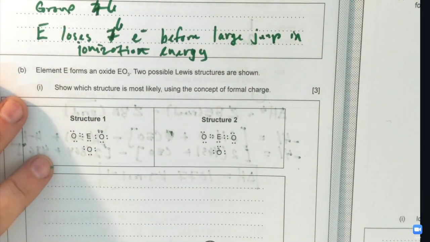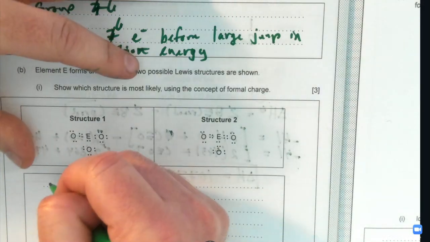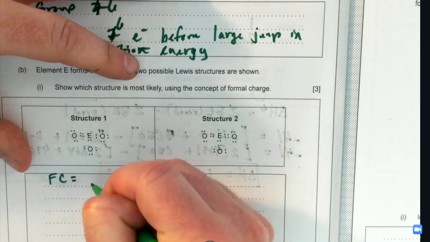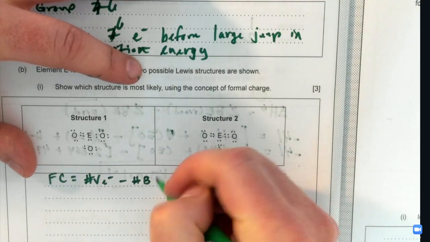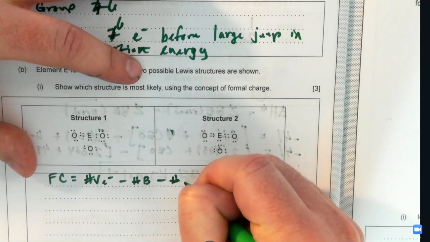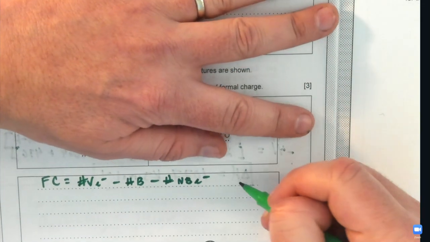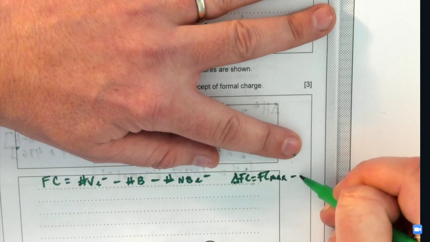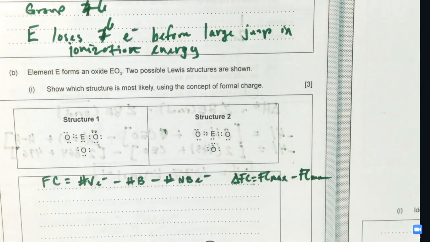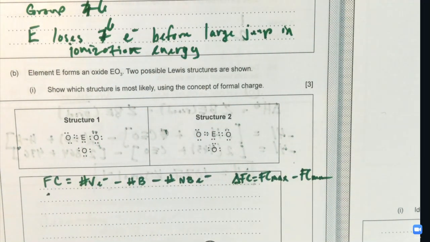Element E forms an oxide, EO3. 2 possible Lewis structures are shown. Here we have to do formal charge calculations. The formal charge for each element is the number of valence electrons minus the number of bonds coming from the element minus the number of non-bonding electrons. The change in formal charge is just the maximum minus the minimum. Let's go ahead with structure 1. I need my reading glasses here.